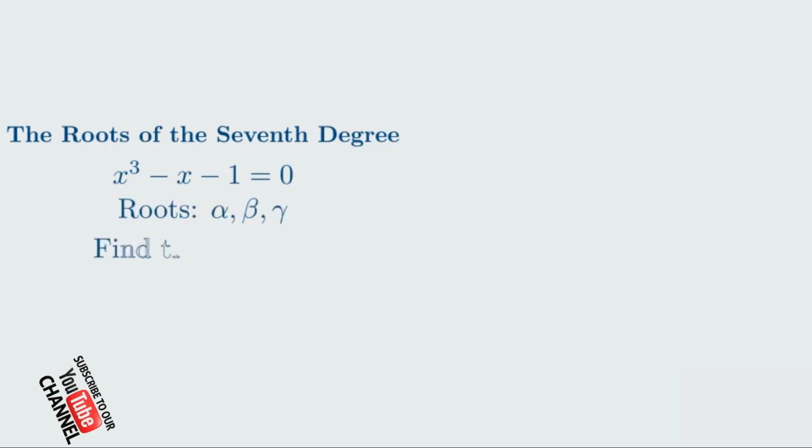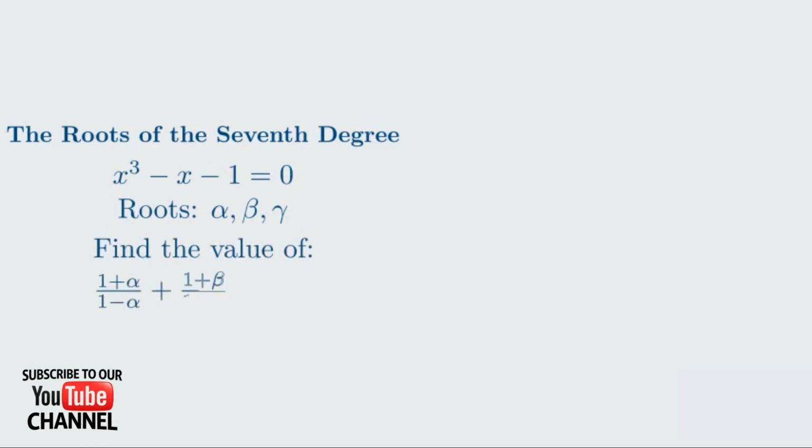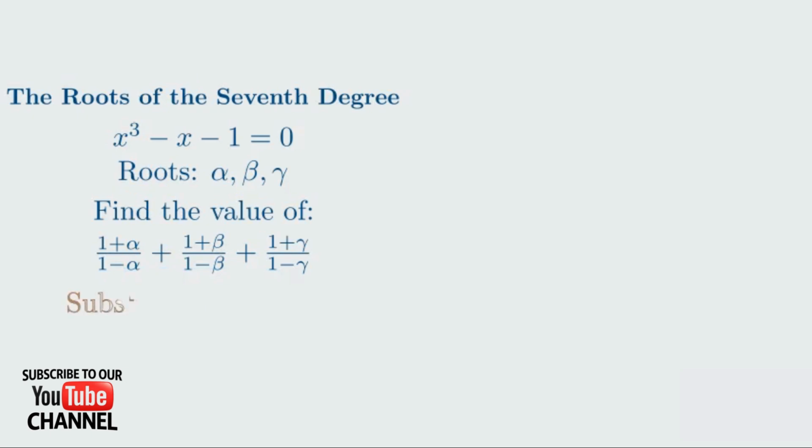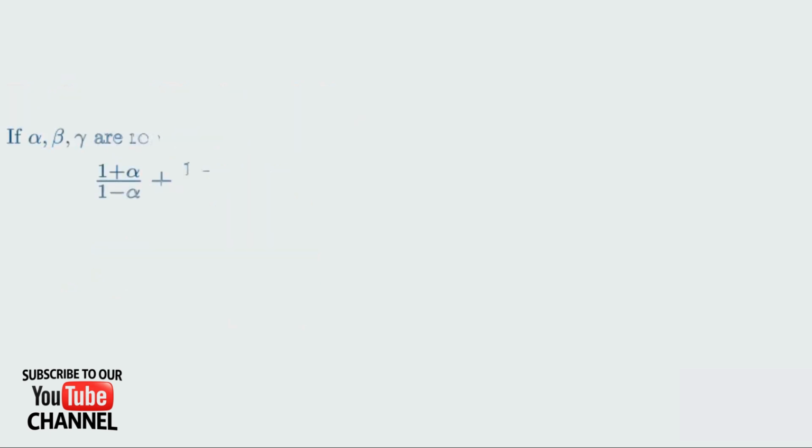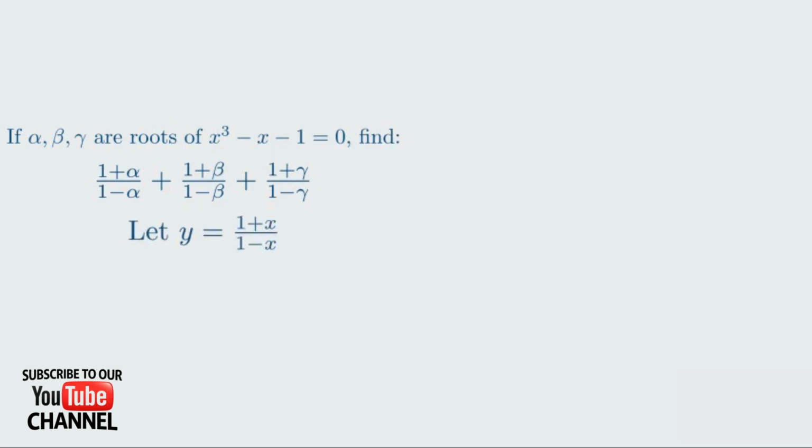Our goal is to find the value of this expression, the sum of (1 plus each root) divided by (1 minus each root). Notice how each term in our target expression has the exact same structure. Instead of trying to find the individual roots alpha, beta, and gamma, we can use a clever substitution trick. If alpha, beta, and gamma are roots of x cubed minus x minus 1 equals 0, find the value of this expression. To take advantage of the symmetrical structure of our target expression, let's introduce a new variable y.